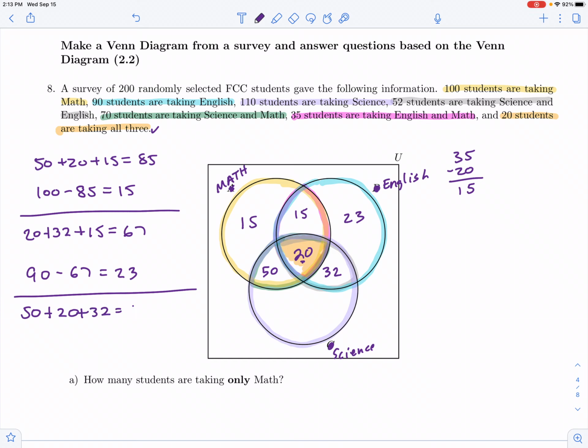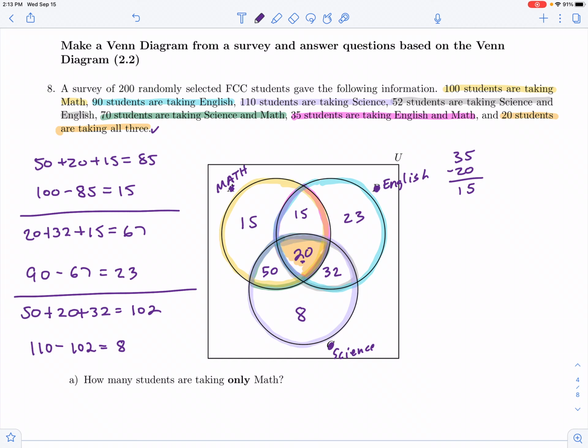So we got 70. So we've got 102 students that are already in the circle. So again, 110 minus 102 tells us that there are just 8 students who are taking science alone. All right, so we've done a lot of work so far. At this point, we might think we're done, but we're technically not.